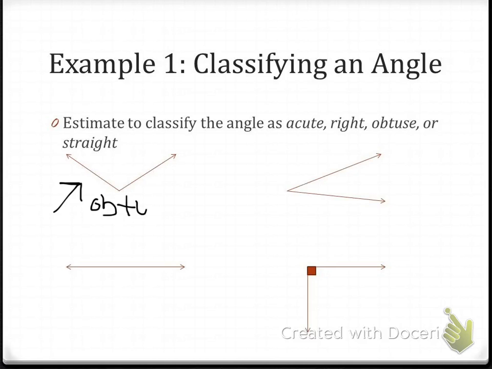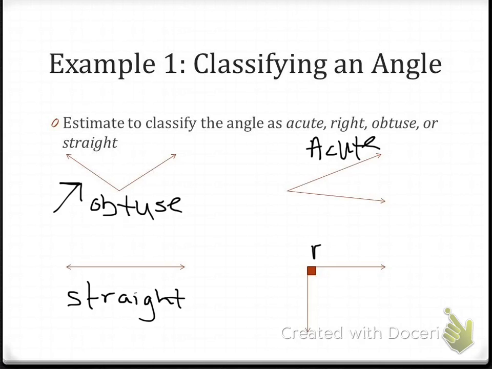All right? So we're basically just estimating here because we're not actually measuring it. Now, in the top right example, what type of angle is that? It's an acute. Okay? And the bottom left example, what kind of angle do I have? I have a straight angle. And in the bottom right example, it's a right angle. All right, so this is the basis, being able to recognize the different angles.